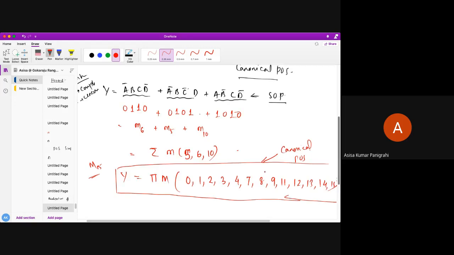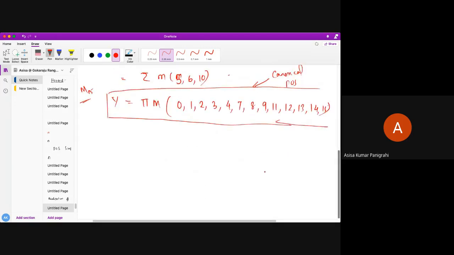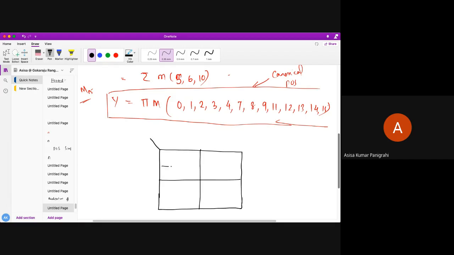Next, you just need to construct the K-map. Obviously this is a 4-variable K-map, which requires 16 cells, as we know. So this is my 4-variable K-map. The variables are A, B, C, and D. Columns: C bar D bar, C bar D, C D, C D bar. Rows: A bar B bar, A bar B, A B, A B bar.